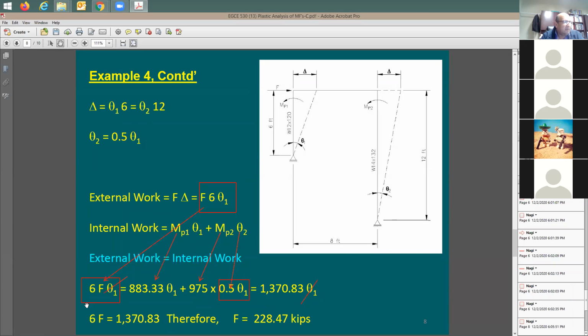Now what do you end up with? 6F equals this number. Therefore, F equals this number divided by 6. And here we go. Now we know how many kips are needed to create the mechanism in this moment frame.